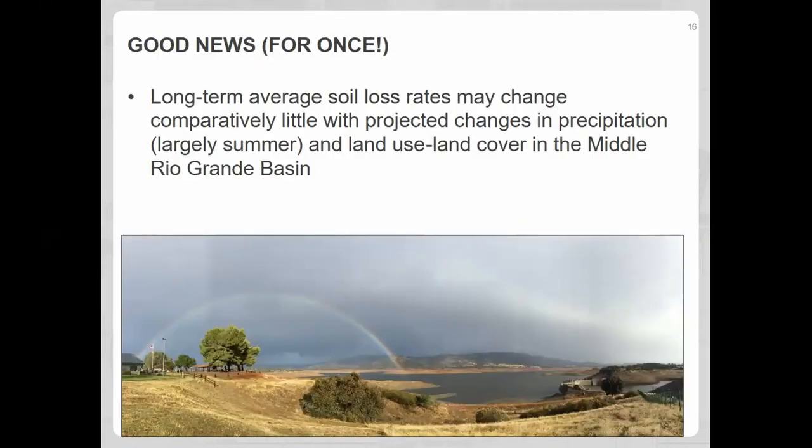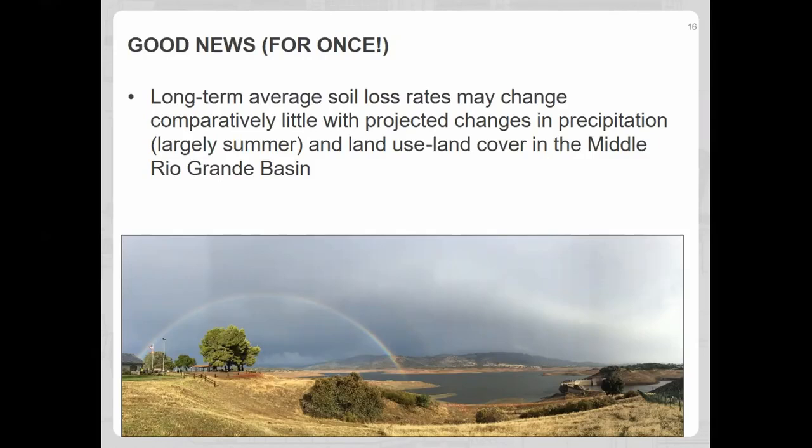So, for those of you who've heard me speak before on climate change, good news! All right, we're not going to have a disaster, which almost all my other talks said we would. We're not going to see long-term average soil loss changes that are very high within the basin, okay? And that's really related to the fact that we don't really think we'll see huge changes in precipitation, especially heavy precipitation events. And because really there's no reason to expect that there'll be huge changes in land use or land cover practices within the basin.